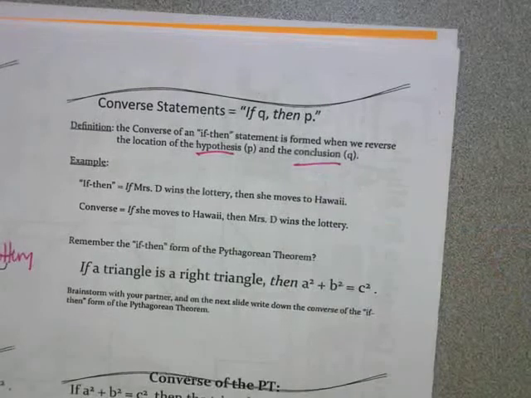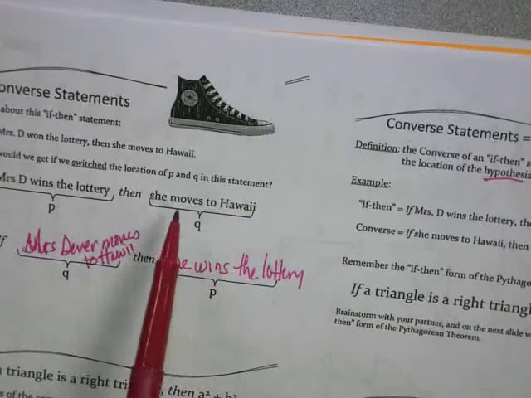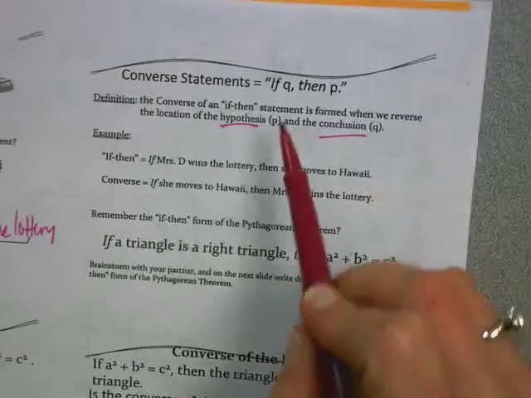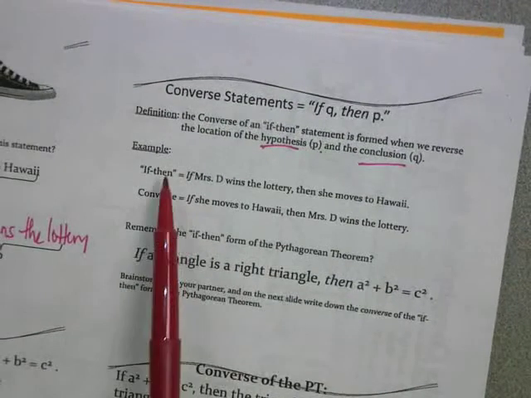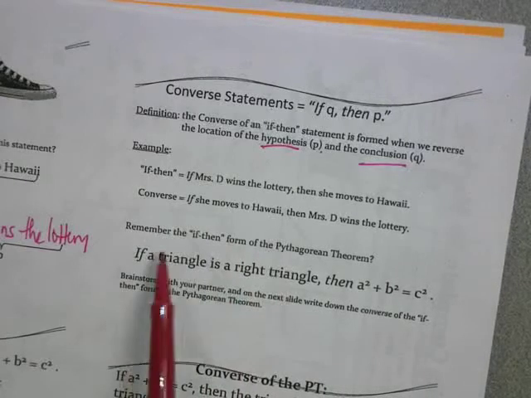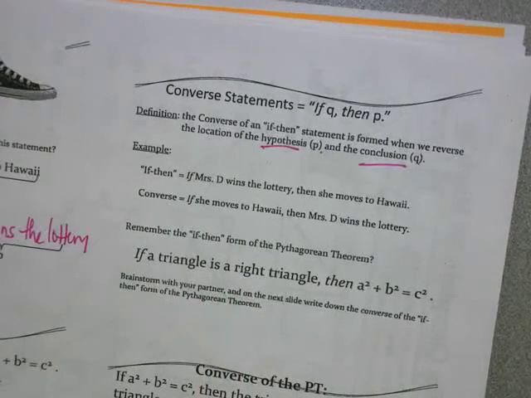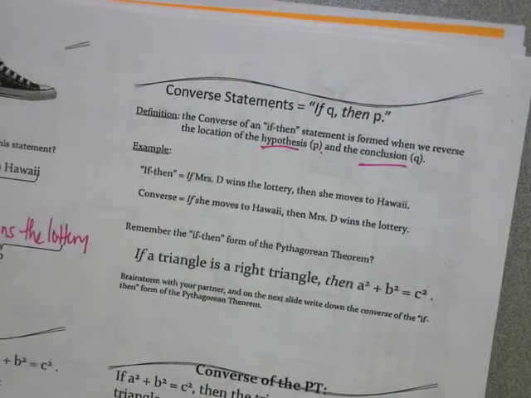So if she wins the lottery, that was our hypothesis. She moves to Hawaii is our conclusion. If P, then Q. So here's what we have. There was our if-then. There's our converse. Okay? Remember the if-then form of the Pythagorean theorem. So we said if we have a right triangle, what do you know? A squared plus B squared equals C squared.